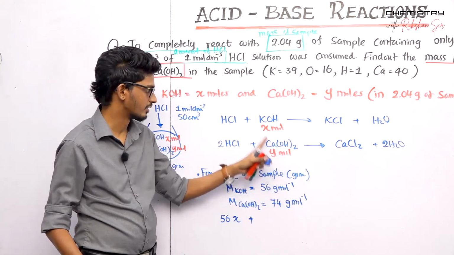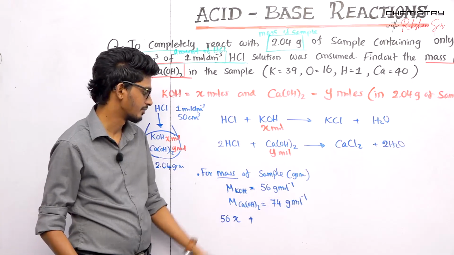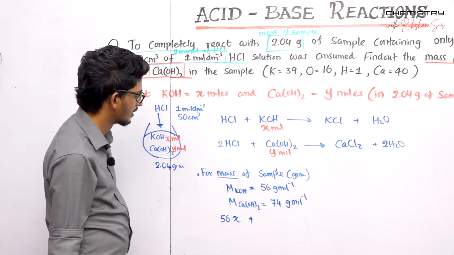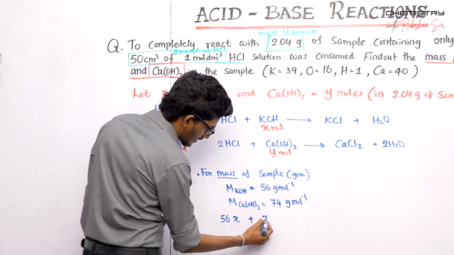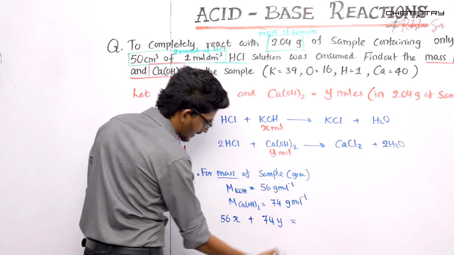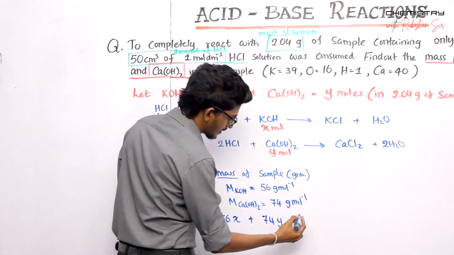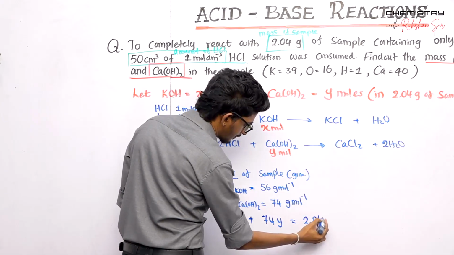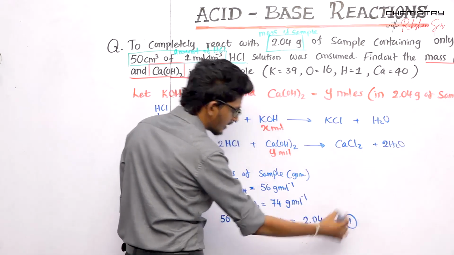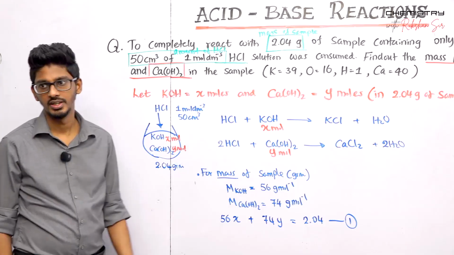So the mole units will cancel off. It will give you 56X grams plus the calcium hydroxide mass, which is going to be 74Y grams, right? That will be equal to the data point, 2.04. This is the first simultaneous equation, right?